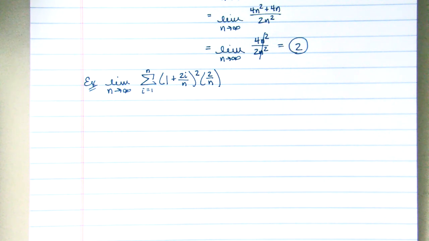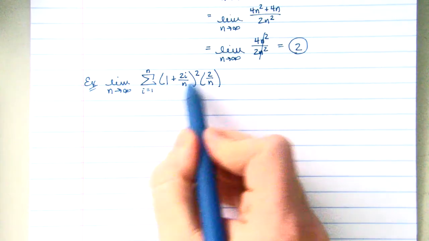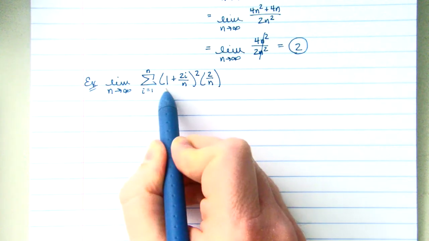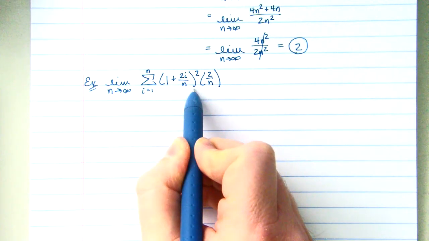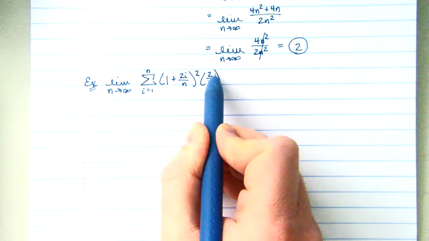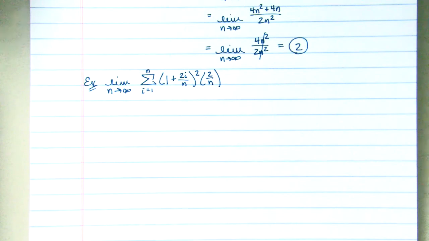The first thing you're going to have to do is deal with this square. You need to write this thing out twice and FOIL. I'm going to make the video pause. See if you can FOIL this thing and then distribute the 2 over n to get something inside your sigma.